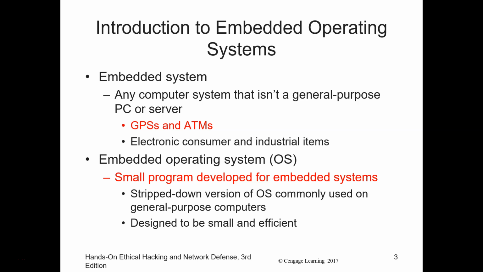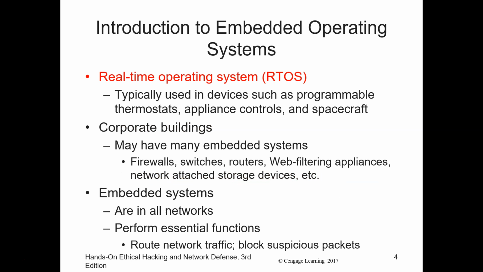So an embedded operating system is basically a small program that is developed for an embedded system, right? For example, if you have a thermostat in your home, within that thermostat, there is an embedded operating system. They are designed to be small and efficient. RTOS, this is a real-time operating system. As I mentioned to you, thermostats, appliance control, and spacecraft are all devices that are programmable. Therefore, sometimes we call this a real-time operating system or RTOS.